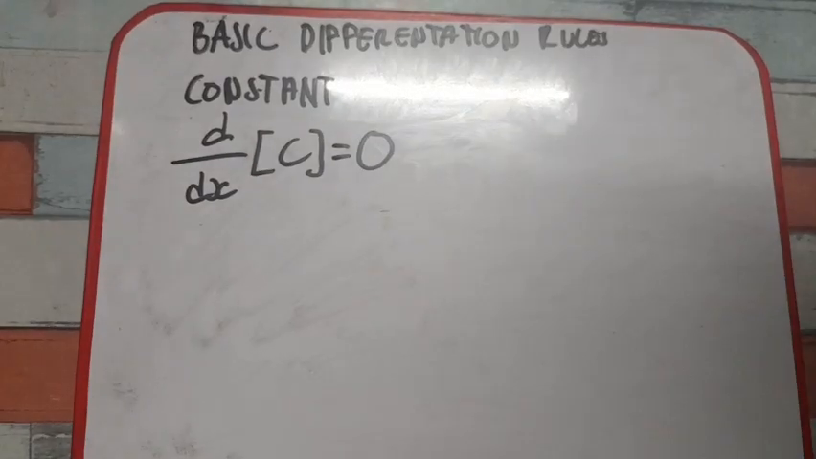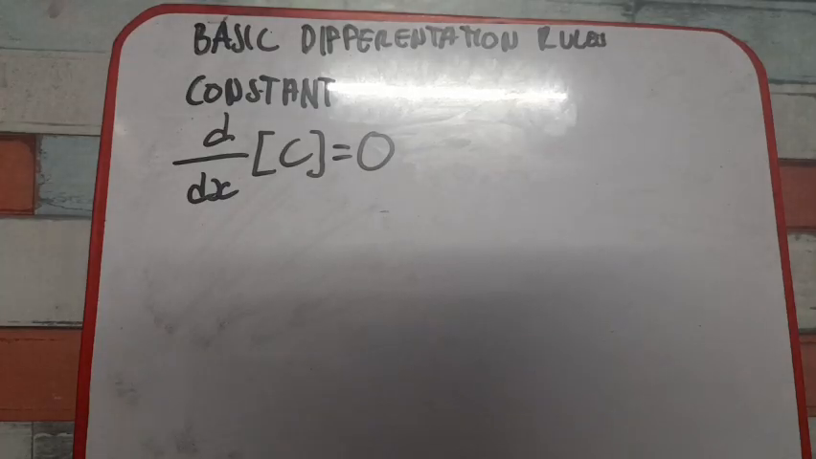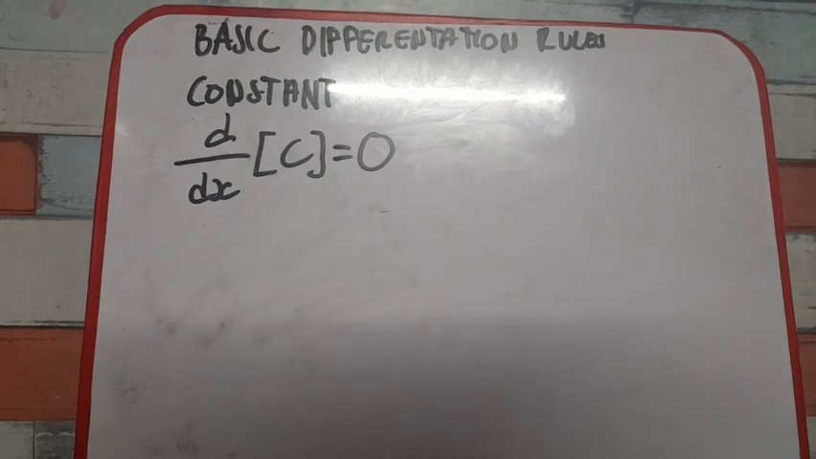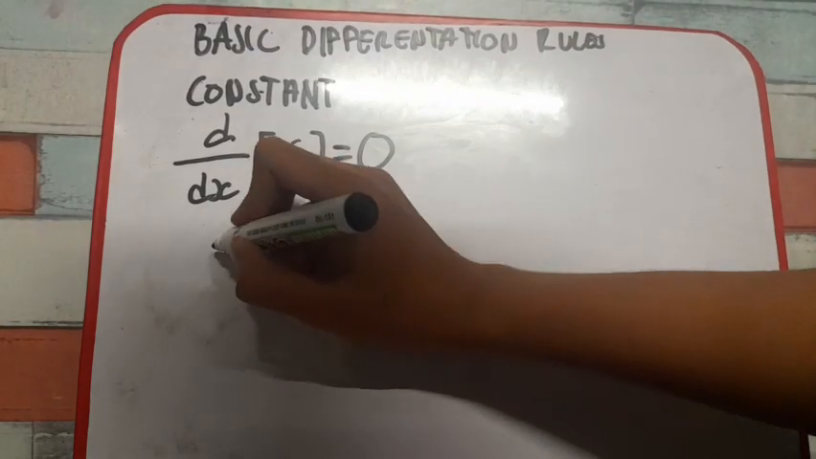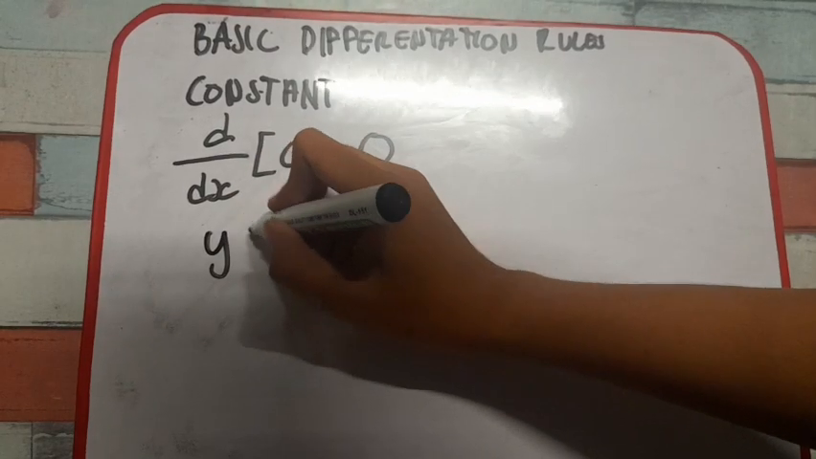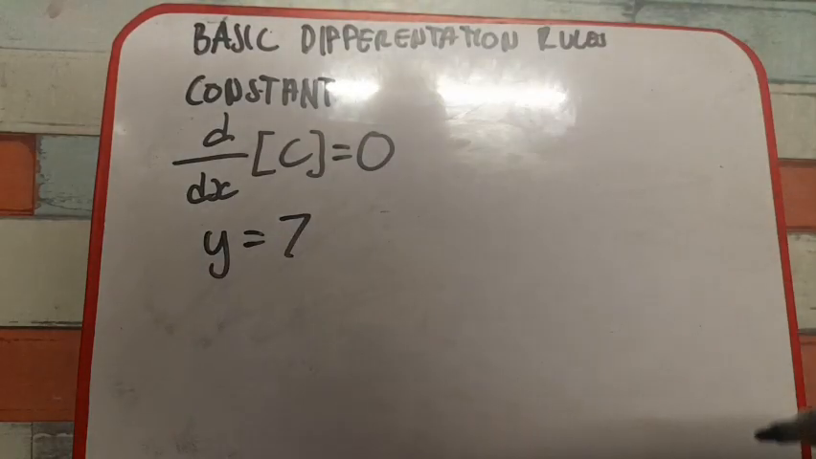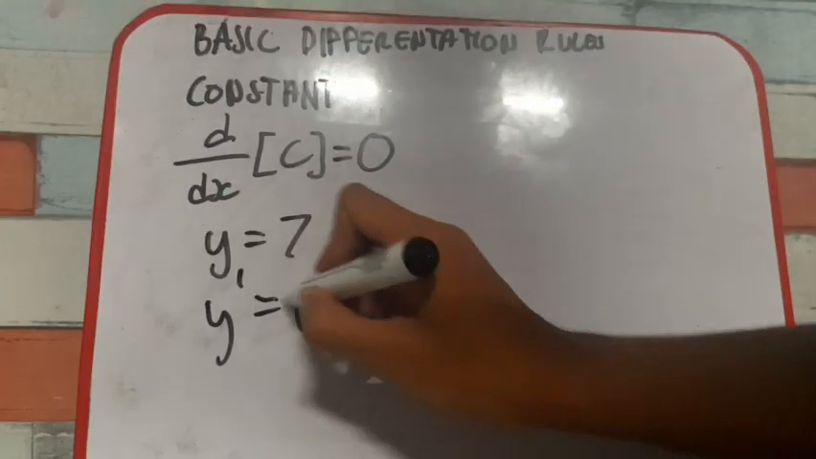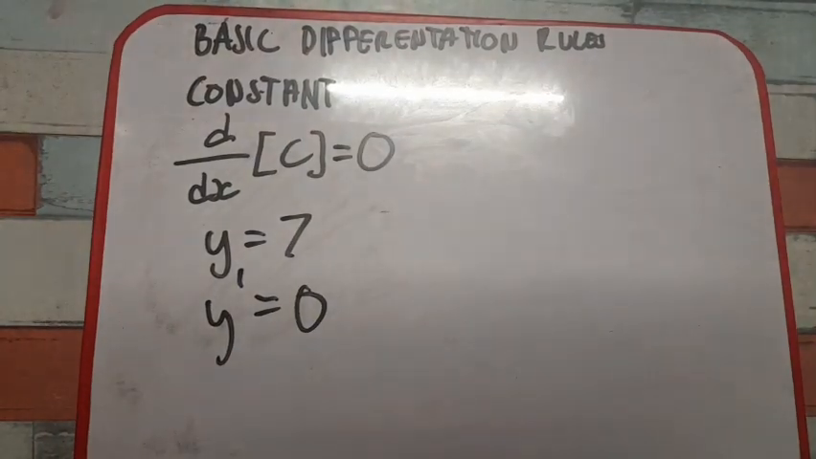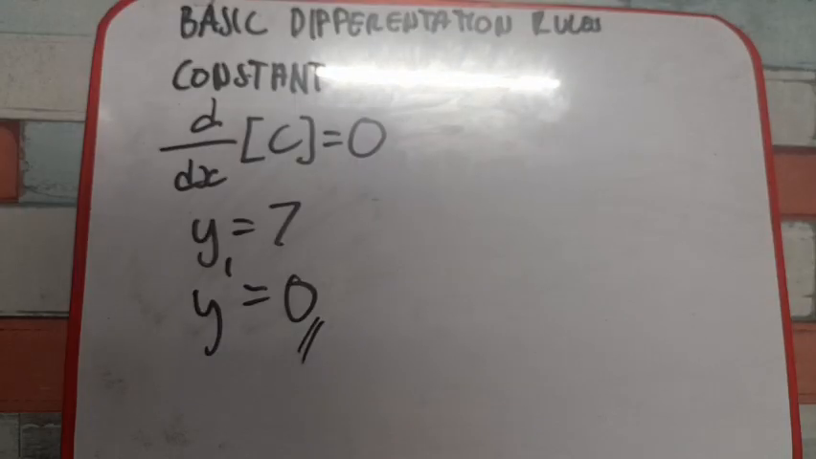Starting with the constant rule, it is stated that the derivative of a constant is always zero. So for example, if I have y equals 7 and we try to find the derivative of 7, it will be 0. And that's all it says. Up next we're going to have the constant multiple rule.